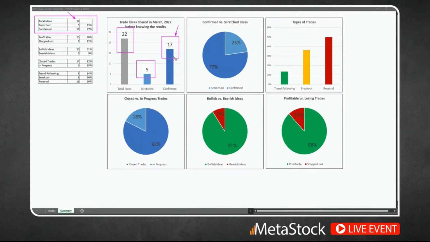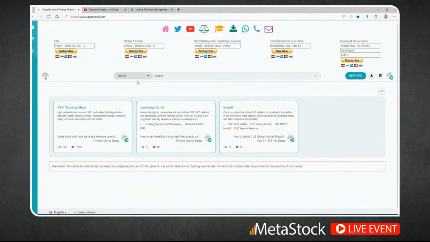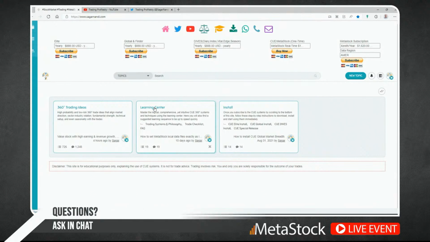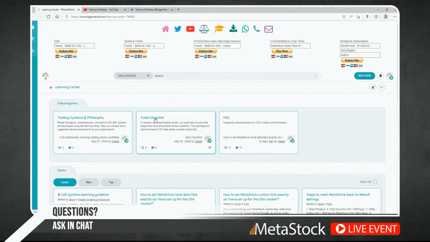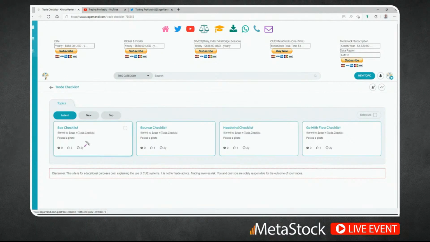As I go along, I'll explain what these concepts mean. You may or may not use Q systems, but the concepts are applicable to everybody. What does it mean scratched and confirmed? On my website, sagarnandi.com, if you go to Learning Center, there is a category trade checklist. Under trade checklist, there are 4 trade setups. 4 setups, but only one for one market condition. Box for sideways market, bounce for exhausting, headwind for reversing market, flow for trend following markets.